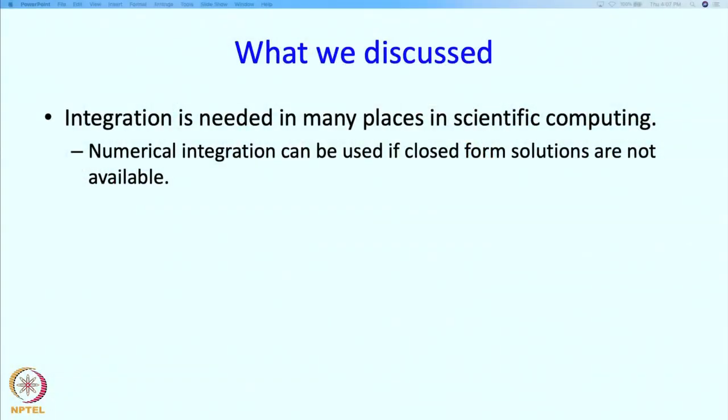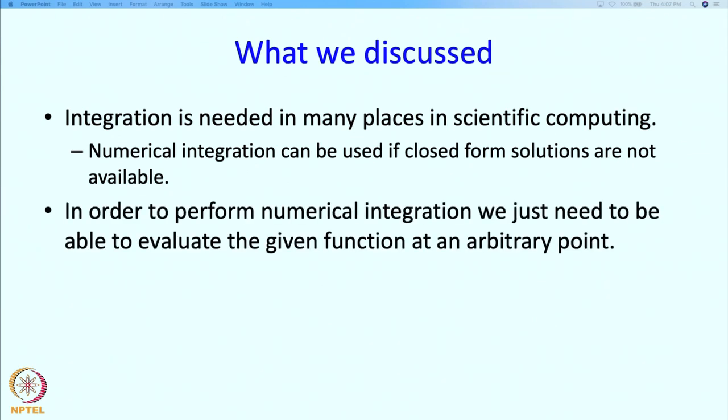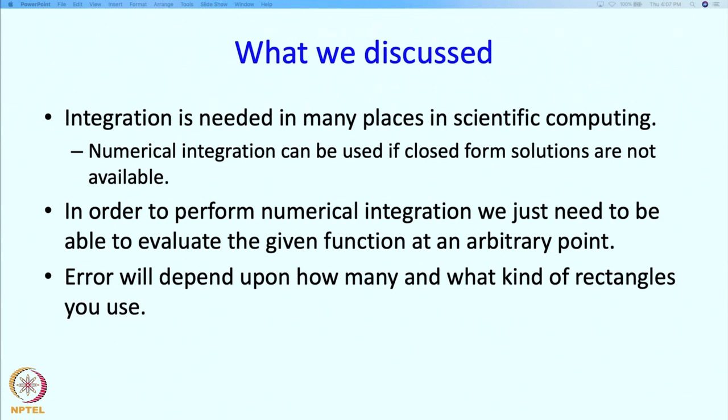All right, so what did we discuss in this segment? We said that integration is needed in many places in scientific computing, and numerical integration can be useful if closed form solutions are not available. In order to perform numerical integration, we just need to be able to evaluate the given function at an arbitrary point. We also said that the error will depend upon how many and what kind of rectangles you use. And of course, we use numerical integration to find the value of ln x, the natural log of x. So this finishes this segment, and we'll take a break.